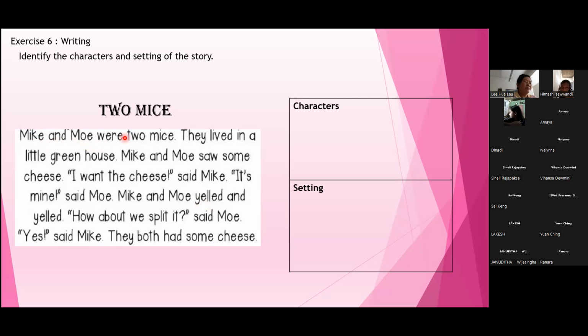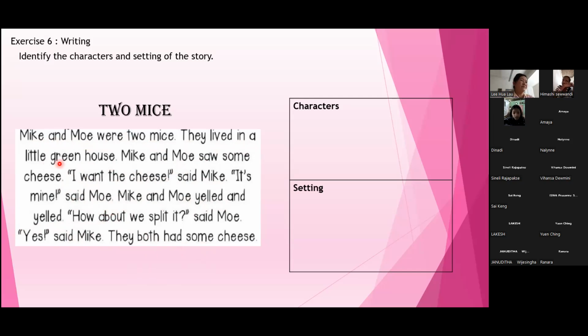Mike and Mo were two mice. They lived in a little greenhouse. Mike and Mo saw some cheese. I want the cheese, said Mike. It's mine, said Mo. Mike and Mo yelled and yelled. How about we split it, said Mo. Yes, said Mike. And they both had some cheese.